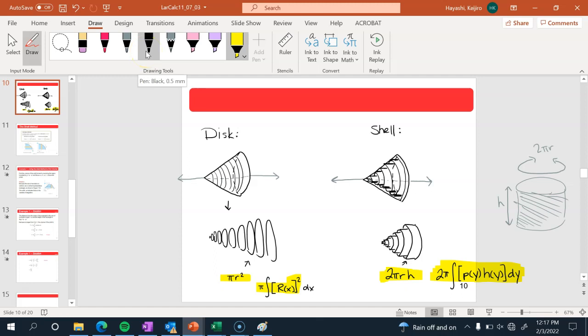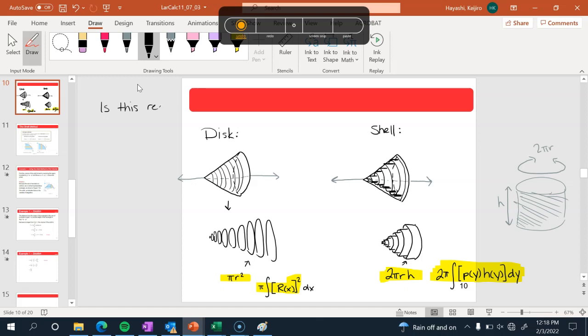And we'll get into why you might choose one over the other later. But when you look at a particular region, ideally you would not say, oh well, I think disks is easier just as a method, so I'm going to do it that way. Ideally, your thought process would be, is this region easier to integrate?